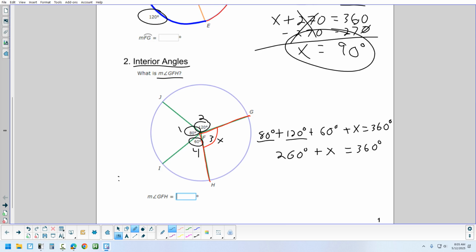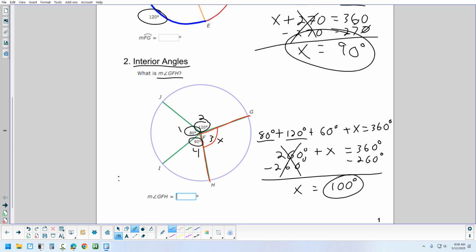And how do we get the 260 on the other side? Subtract. Yep, you subtract it. If you subtract 260 on the left, it's gone. What's 360 minus 260? 100. And there you go. That's the size of this angle on the inside, 100.